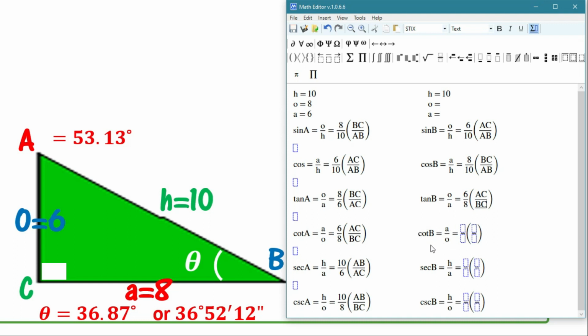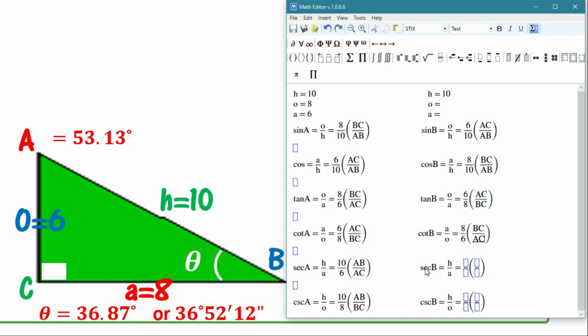Alright. Next, let us now try to find the cotangent of B. Cotangent of B, we all know that the cotangent is the reciprocal of the tangent function. So that's going to be adjacent over opposite. So our adjacent side is equivalent to 8, and our opposite side is equivalent to 6. So meaning the cotangent of B is equal to 8 over 6. And the sides that we are after are actually side BC and side AC.